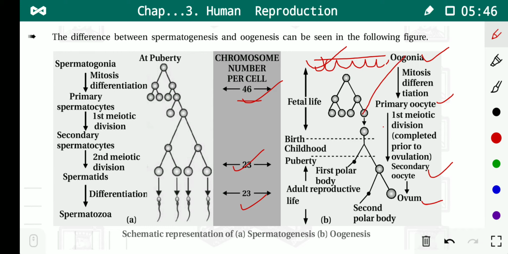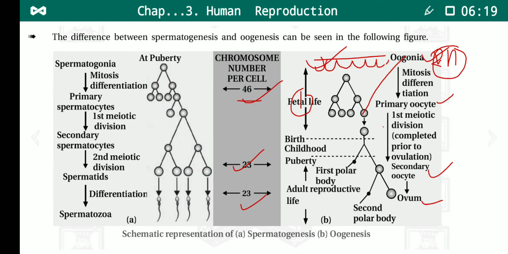Now this oogonia enter into the second phase. Here it is the first phase, that is the mitosis phase, a phase of multiplication. Here the cells multiply again and again, and their number increases. The cells produced are called oogonia, and they are all diploid, 2n. Now these oogonia enter into the second phase.